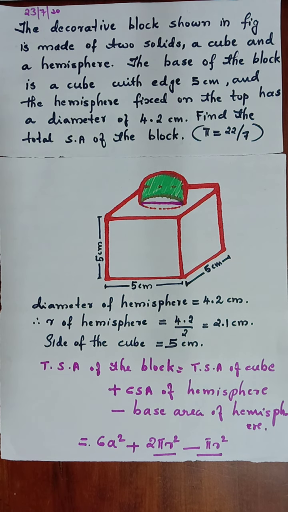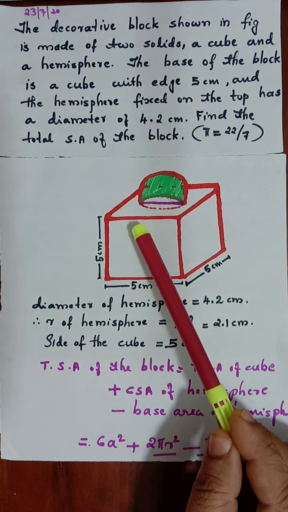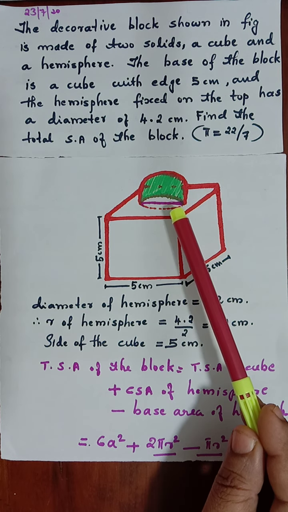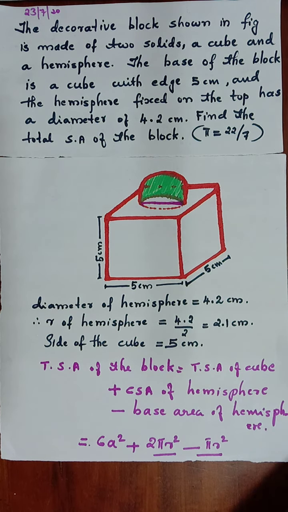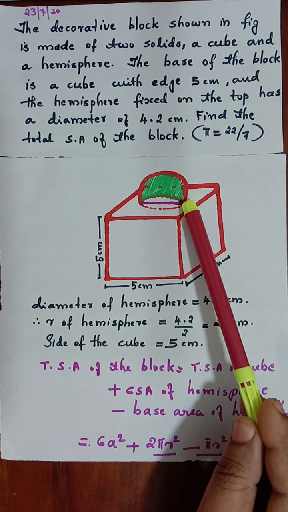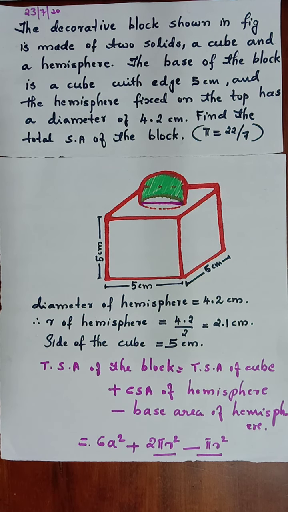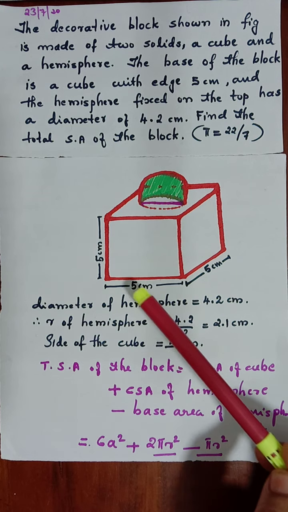First question. The decorative block shown in the figure is made of two solids, a cube and a hemisphere. We can see a cube and a hemisphere on top. The base of the block is a cube with edge 5 cm and the hemisphere fixed on the top has a diameter of 4.2 cm. Find the total surface area of the block. We have to find out the total surface area. Measurements are given to us.